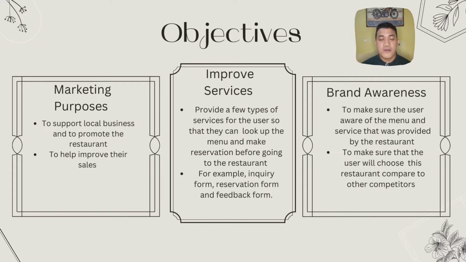Okay, for the last objective, which is brand awareness. Brand awareness is to make sure that the users are aware of the menu and the services provided by the restaurant. This also makes sure that the user will choose this restaurant compared to other competitors, because when there are websites regarding the restaurant, they can survey the restaurant feedback and make a decision based on it. If the feedback regarding the restaurant is great, it will definitely attract more customers to visit the restaurant.